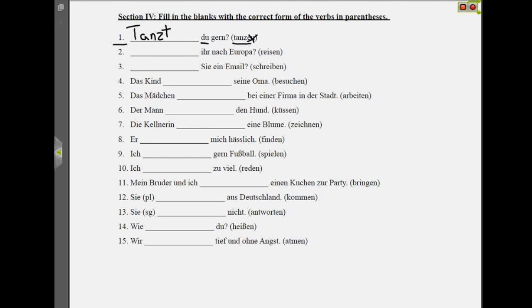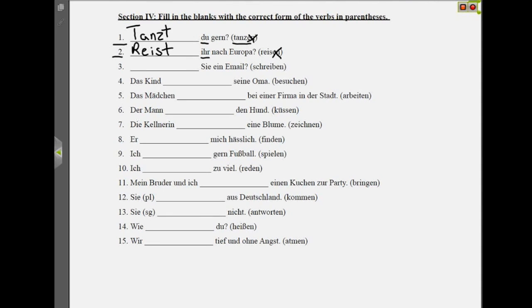Nummer 2. Using the same logic we had before, there's nothing in front of the blank, which means that what comes after the blank is our subject. So in this sentence we have ihr, form of reisen, drop your en, and add your ending. For the ihr form, it's a t. Ihr reist. Reist ihr nach Europa? Are you traveling to Europe?